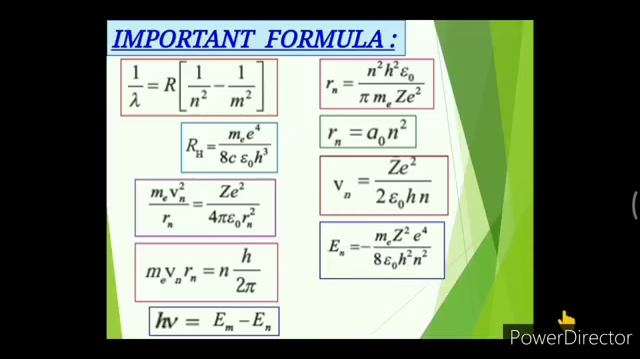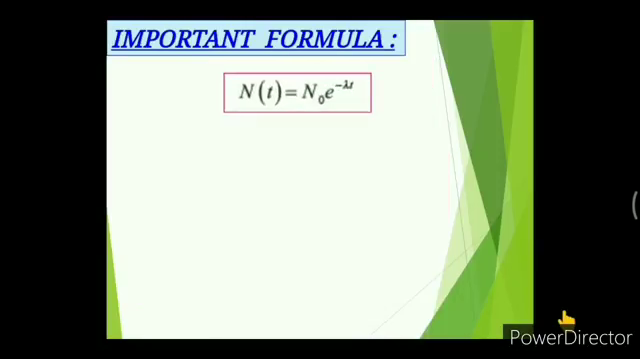The energy of the electron revolving in any orbit is given by the formula En is equal to minus me z square e raised to 4 upon 8 epsilon naught h square n square. And to make our calculation simple, we use another formula also, that is En is equal to minus 13.6 z square upon n square electron volt, where 13.6 electron volt is the value of me e raised to 4 upon 8 epsilon naught h square.